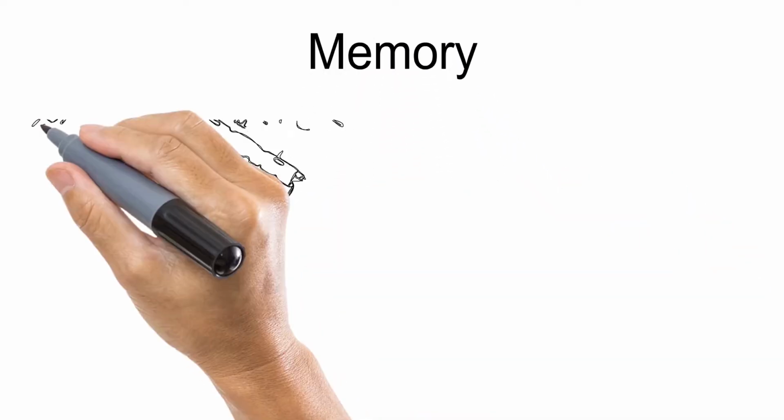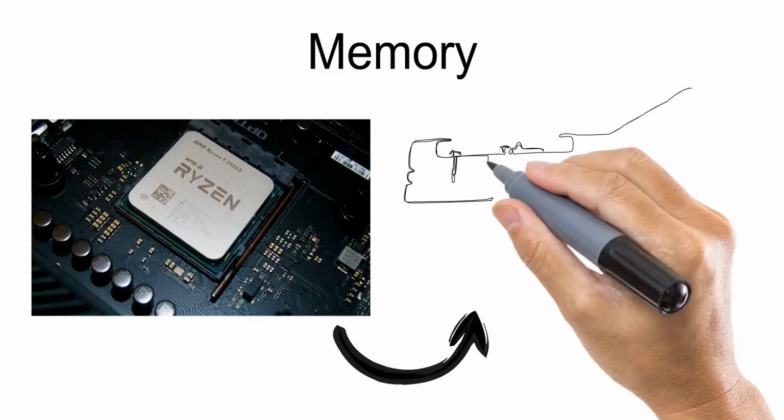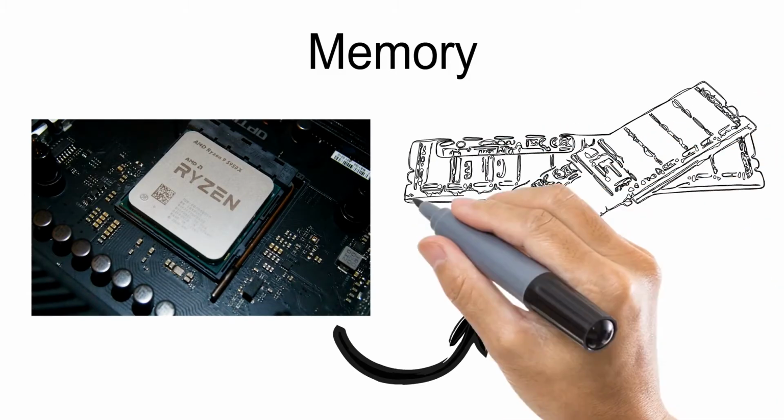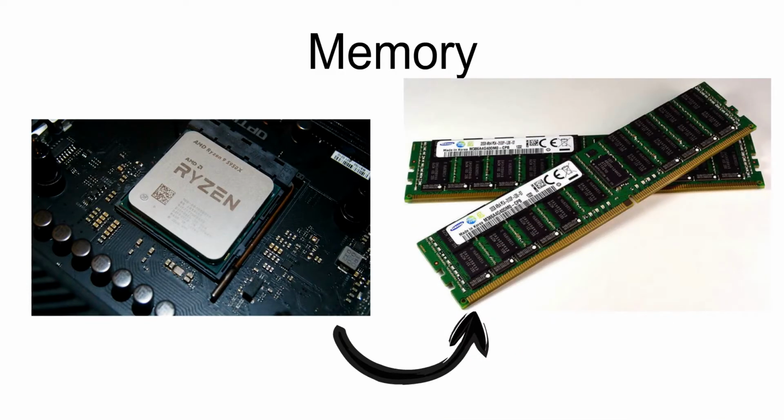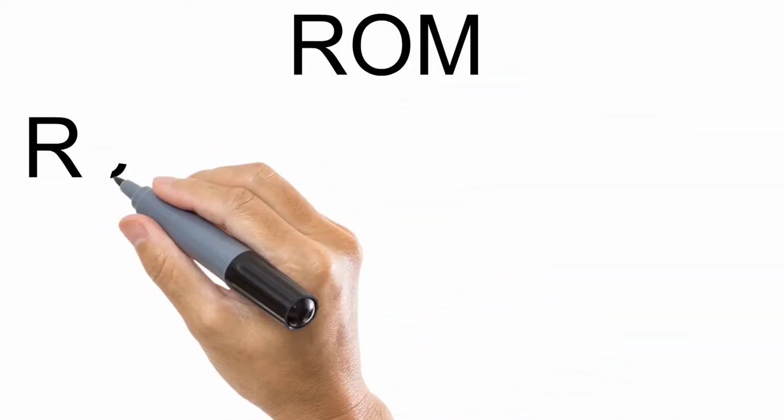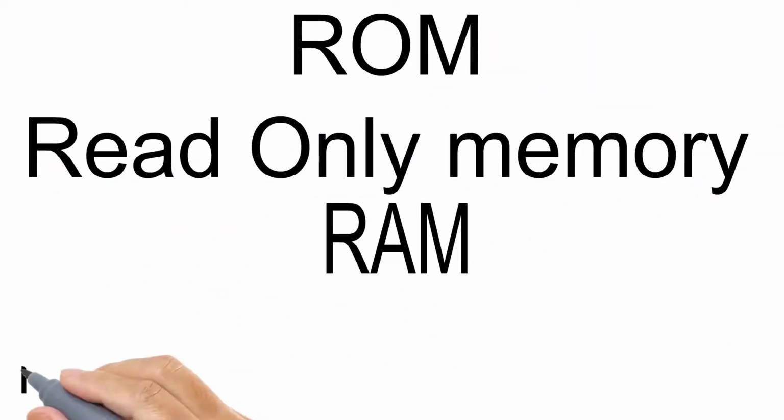Now we will talk about memory. The CPU uses memory for allocation and storage of a set of instructions to perform tasks, and some inputs and outputs are also stored in memory. Now there are two kinds of memory. First is ROM, read-only memory, and second is RAM, random access memory.